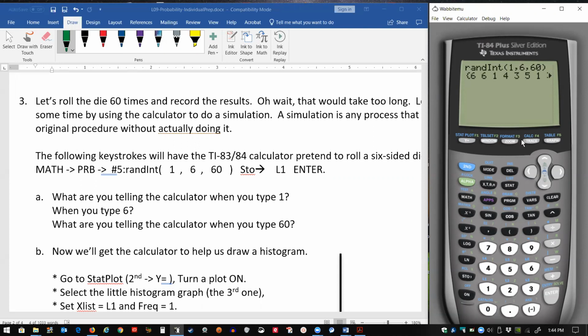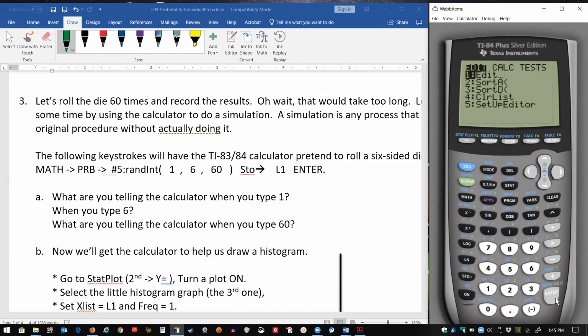Okay, so if I just pressed enter right now, notice it gives me this result, and the result is actually a list of 60 numbers, but I can't see them all, right? And I definitely can't do anything with it right now. So that's where this store piece comes into play. If I wanted to store this list in one of my list variables in my stat edit screen, I'm going to hit this store button, and now I need to put in the list that I want to store it in. So let's just store it in list 1. Perfectly all right. And now I'm going to press enter, and now it generates a list.